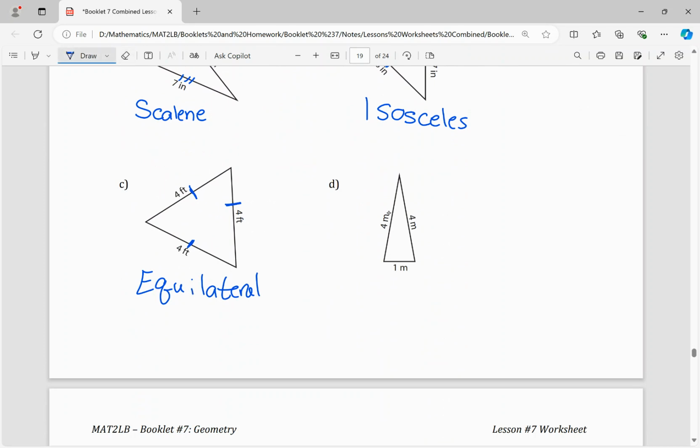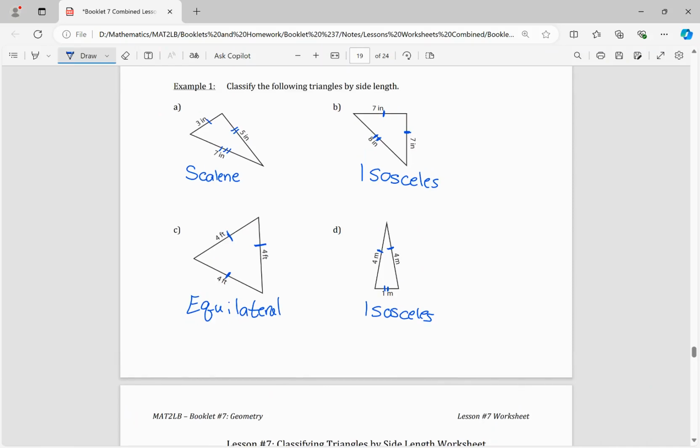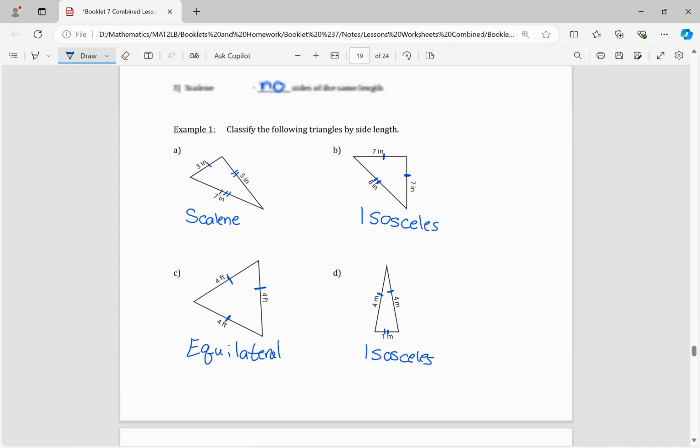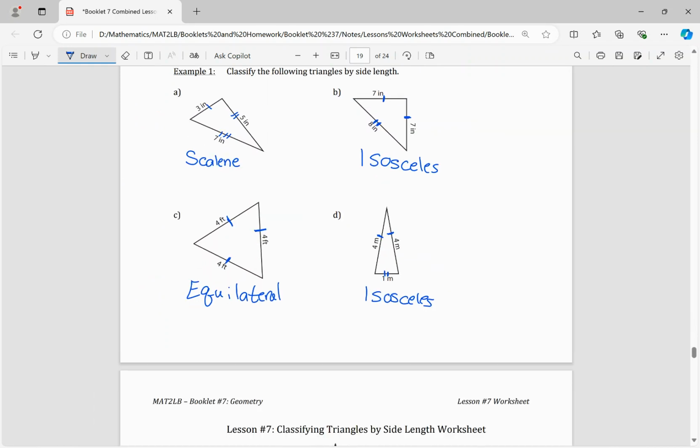And this last triangle, I have two side lengths of 4 and one side length of 1. Since only two of the side lengths are the same, this is an isosceles like example 2. Okay, so it doesn't matter the way that the triangle is rotated. What matters is how many side lengths are the same length.